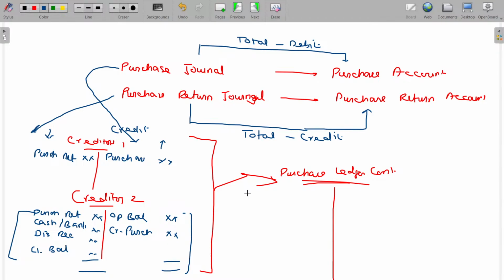Opening balance should be on the debit side. Sorry, on the credit side. Liability, so it is on the credit side, the opening balance. Closing balance should be on the credit side. The transaction which gives rise to the credit will be posted here. Decrease will be posted here.